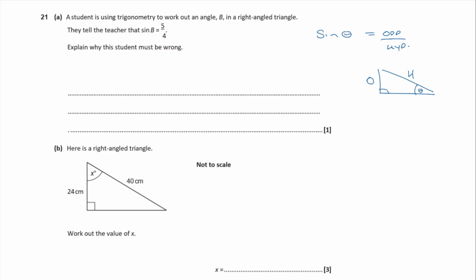not happen because in here, look, I've got the numerator 5, which is bigger than the denominator 4. And if that was true in this triangle, that would mean that the opposite side was longer than the hypotenuse, which is a contradiction, isn't it? Because the hypotenuse has to be the longest side. So that is why I know, or the teacher must know, that this is wrong.